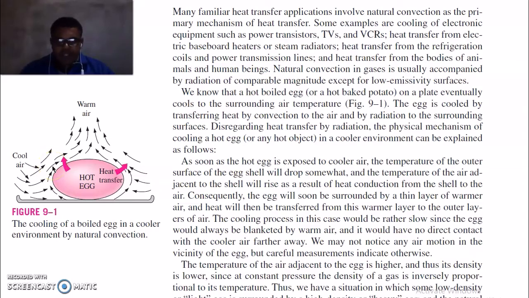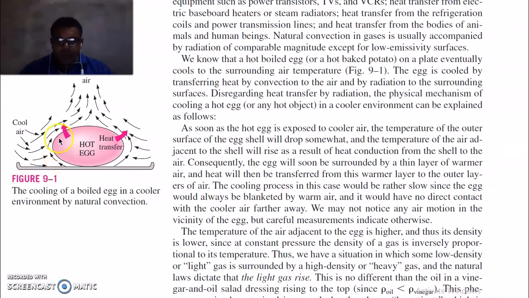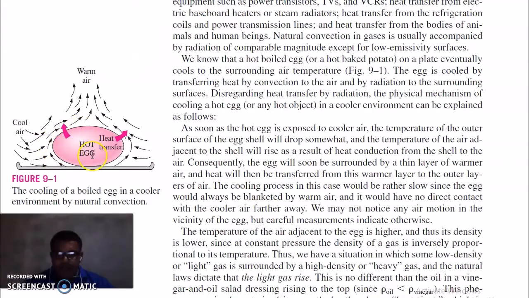Disregarding heat transfer by radiation, the physical mechanism of cooling of a hot egg in a cooler environment can be explained as follows. As soon as the hot egg is exposed to cold air, the temperature of the outer surface of the egg will drop somewhat and the temperature of air adjacent to the shell will rise as a result of heat conduction from the shell to the air.